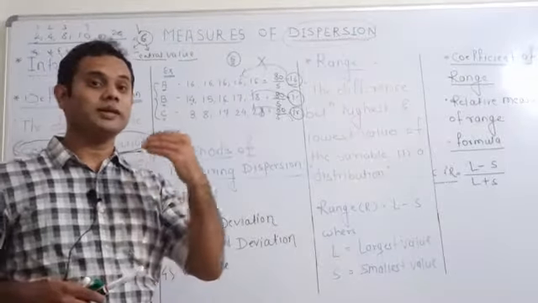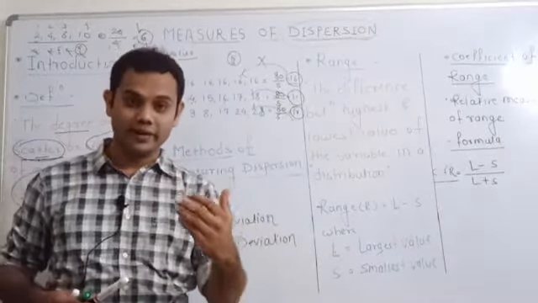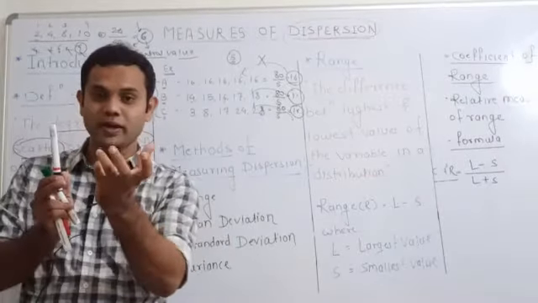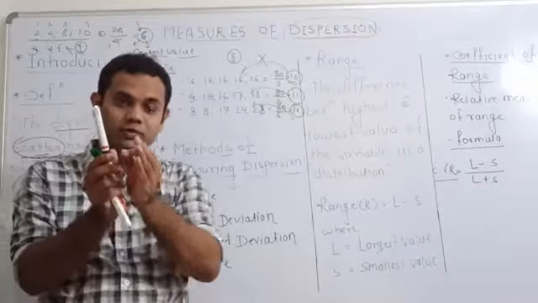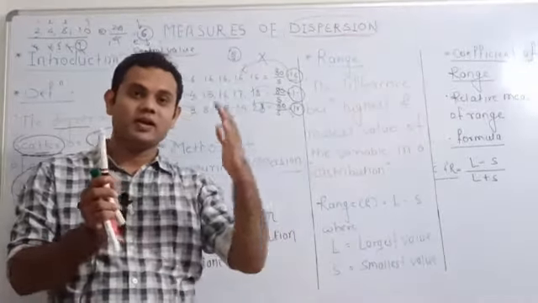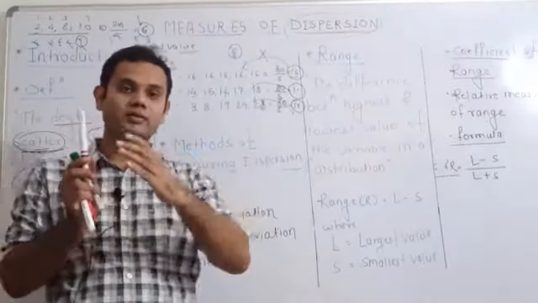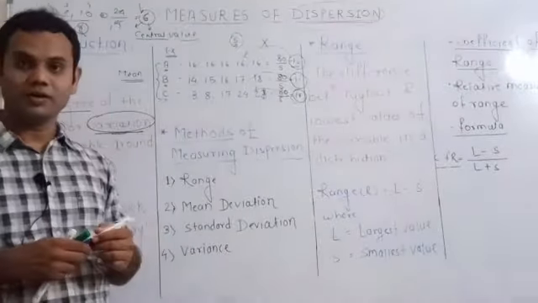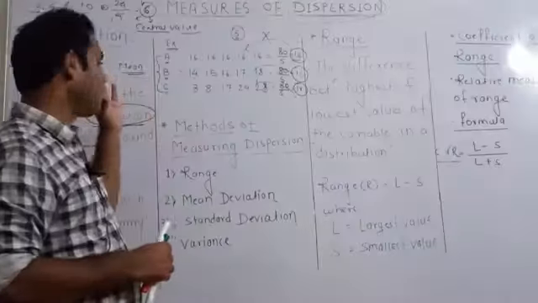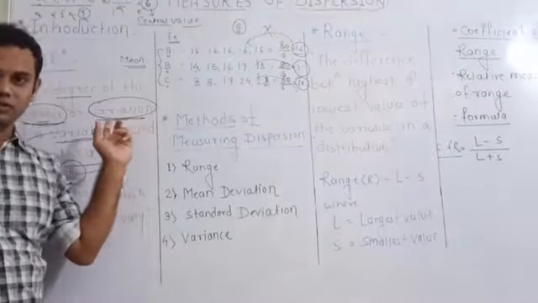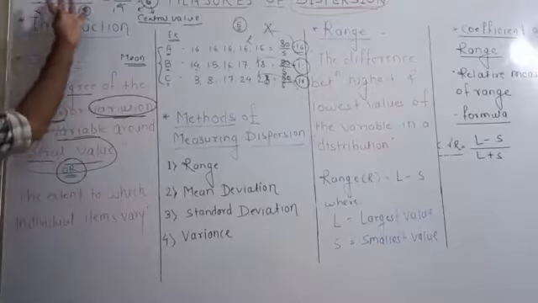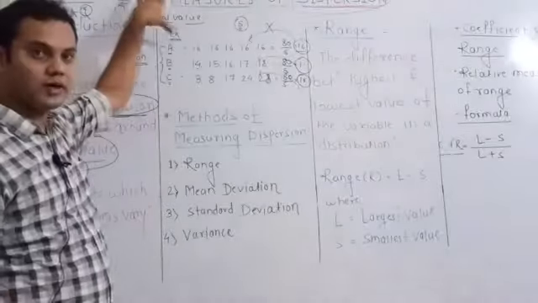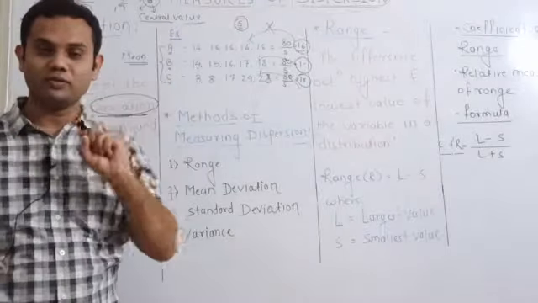How the data is spread from its central value. The central value is your mean, and how the individual observation is scattered or spread from its central value is nothing but your measure of dispersion. I hope you have understood the definition of measure of dispersion, how data is spread from its central value, that we have to take into consideration.